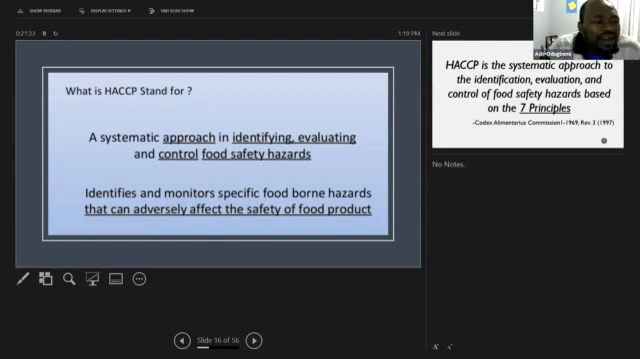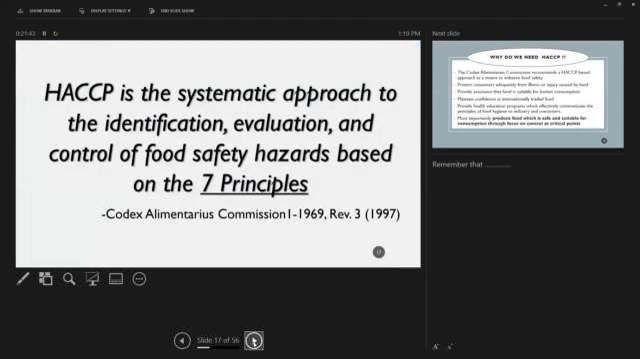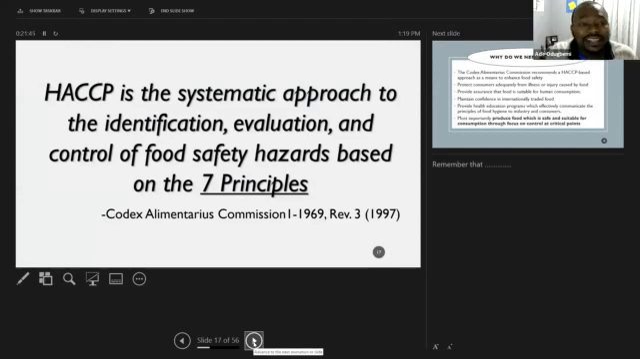So it is about identifying and controlling it. When you can identify and control it, then your operation is good. Looking one more into how Codex defines it. Codex says it's the systematic approach, again, to the identification, evaluation, and control of food safety hazards based on the 7 principles. And we'll talk about the 7 principles in a minute.